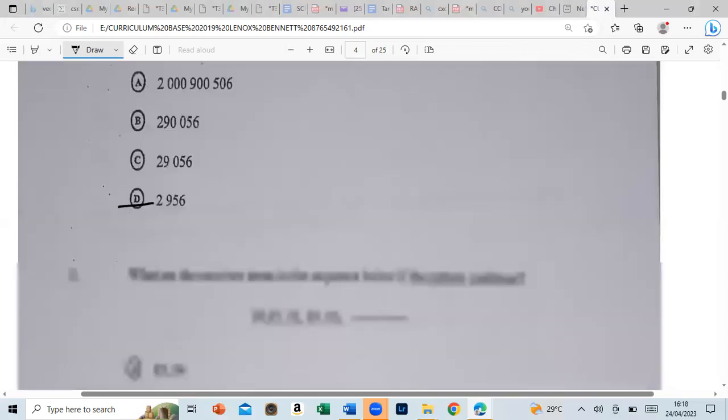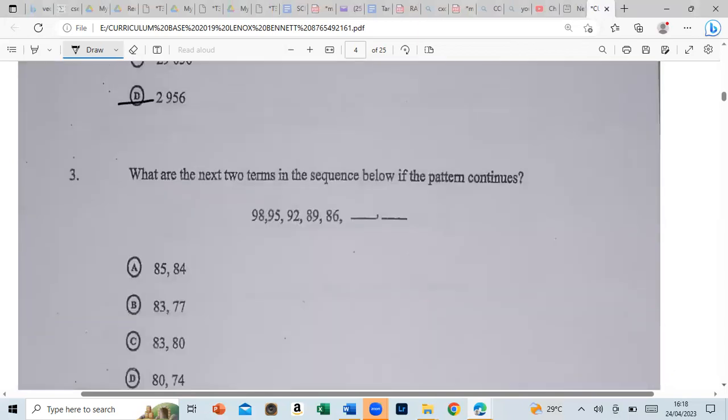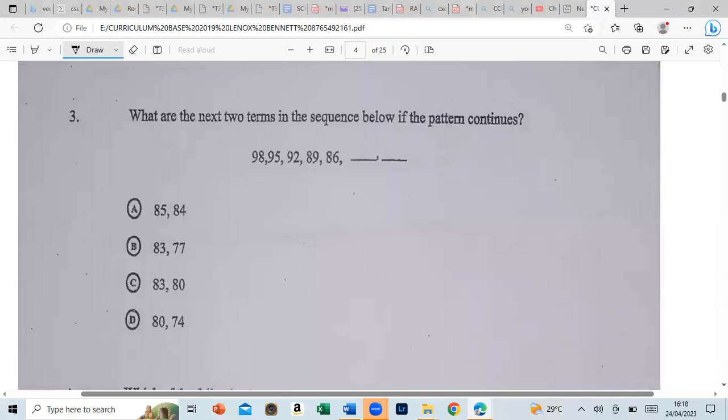Now move on to 3. What is the next number in the sequence below if the pattern continues? Let us see what is happening. We are at 98 and we go to 93, so they subtract 3 here. We'll subtract another 3, which gives us 83. Subtract another 3, which gives us 80. So that will be C. Let's go.